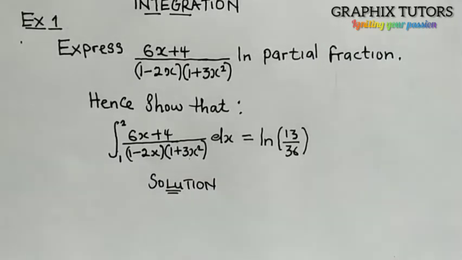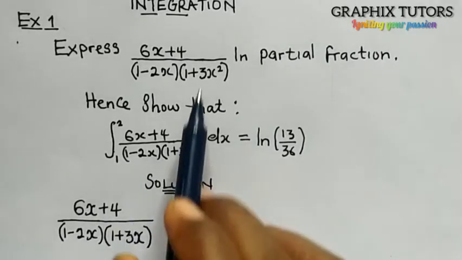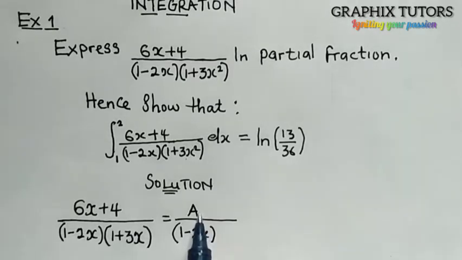We'll rewrite this again. We want to solve this in partial fractions, right? So what you do is you are going to equate it. You say that A all over this first factor here, which is 1 minus 2x. Why we're using A is because the degree of x is just 1, so you're using A.